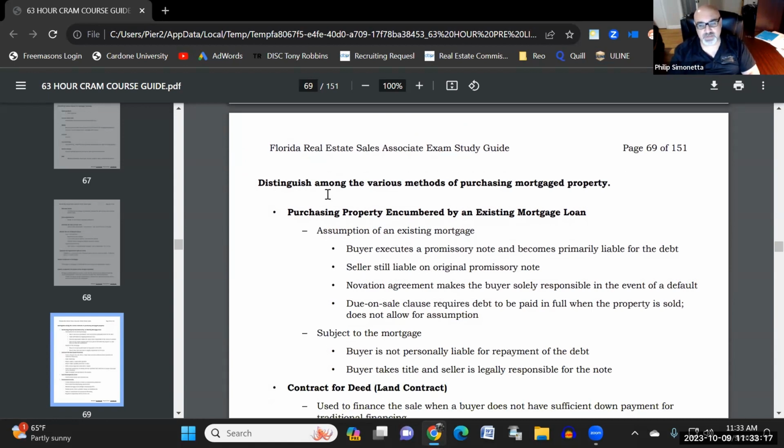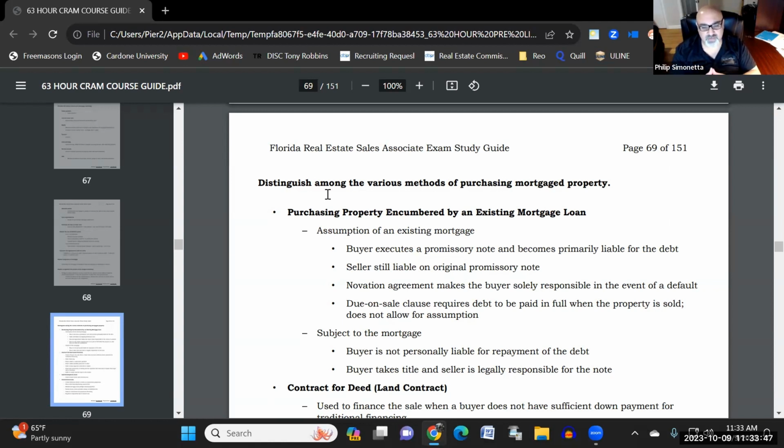Next, you need to be able to distinguish among the various methods of purchasing mortgage property. So if you're buying a property from somebody and they have a mortgage on it, that's purchasing property encumbered, which means there's a lien on it, encumbered by an existing mortgage loan. First, there's an assumption, right? You can have an assumed mortgage on VA and FHA. Very unlikely, very rare. Okay. Assumption of an existing mortgage.